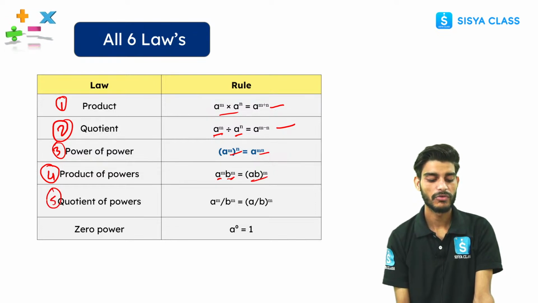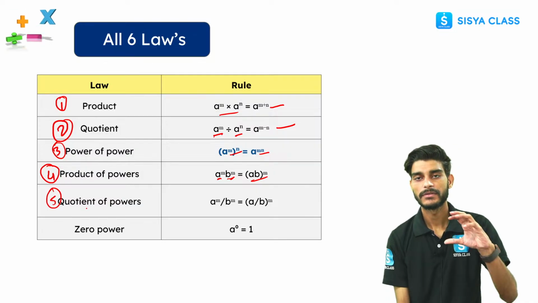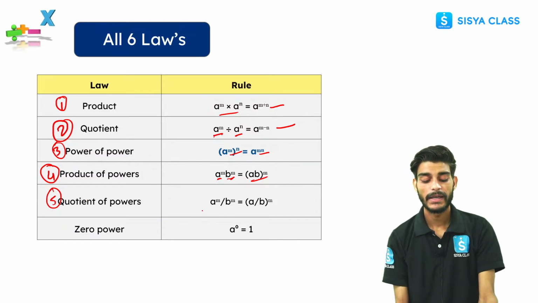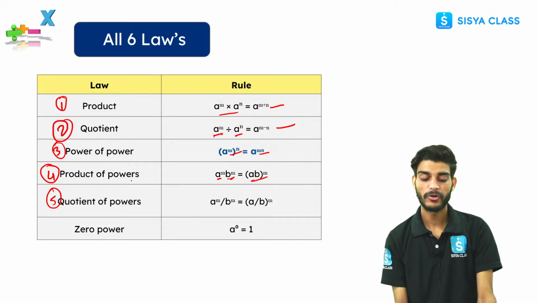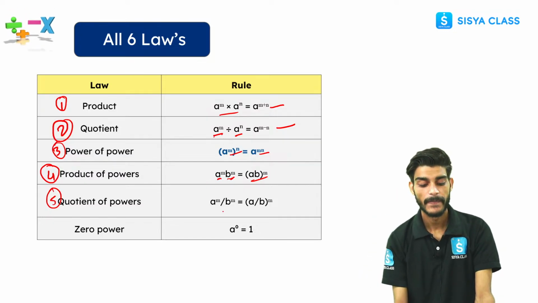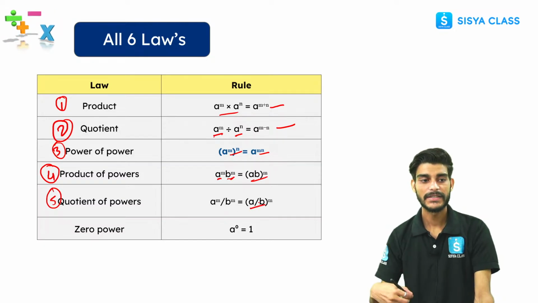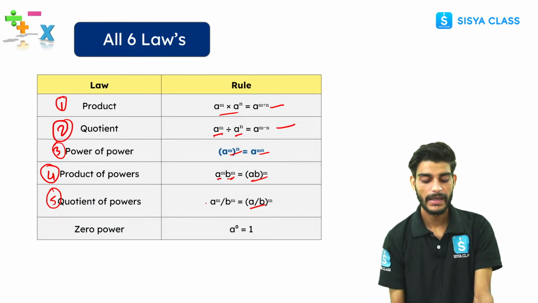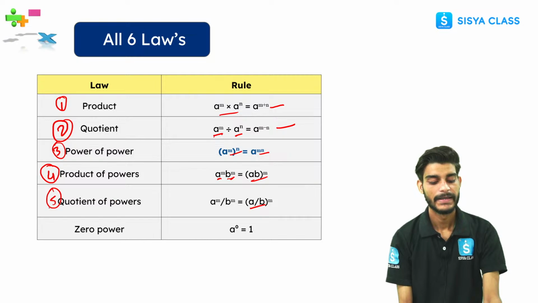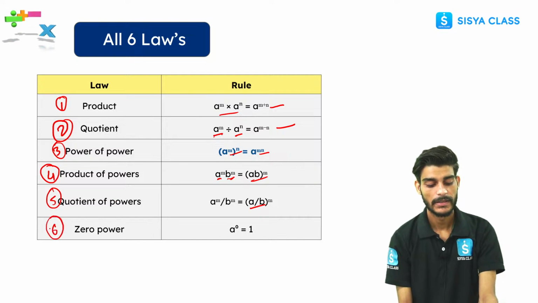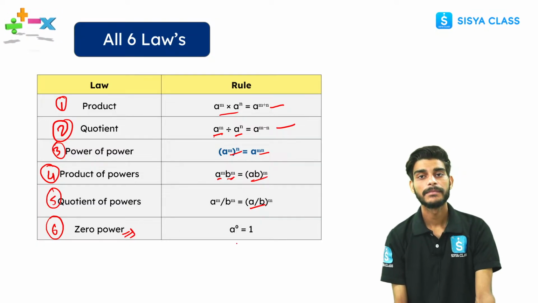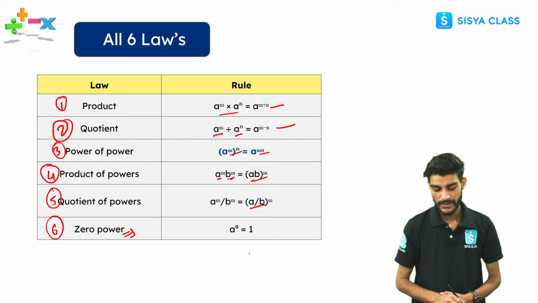Fifth law is the quotient of powers, not the quotient law. Quotient law is different. That is the second law. Fifth one is the quotient of powers. So a^m over b^m, same like product, but here the difference is you are taking division, while there you are taking multiplication. First take the division and then take the power. So a^m over b^m equals (a upon b) raised to the power m. Sixth one is the zero power. Zero power means any number raised to the power 0 is always 1. Clear?